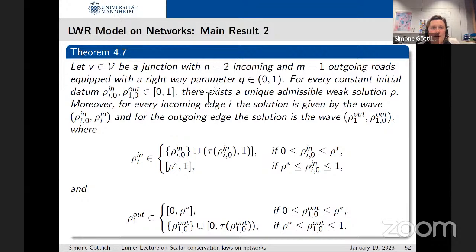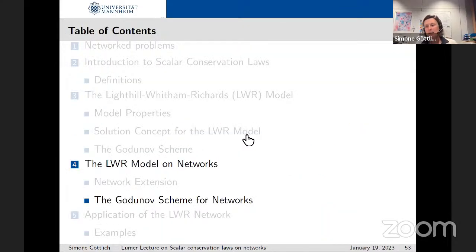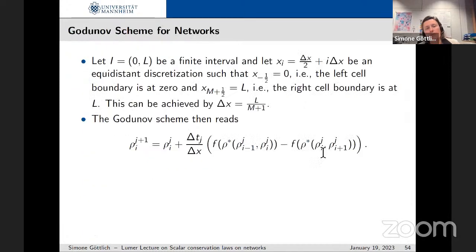Again, we can have a unique admissible weak solution if we compute the densities that are necessary for this type of junction in these two ways, having solved the optimization problem at the junction in advance. So this is all we need now for the network and to think about possible applications. But anyway, let me remark how the Godunov scheme we have also seen for a single line can be extended here in the network setting.